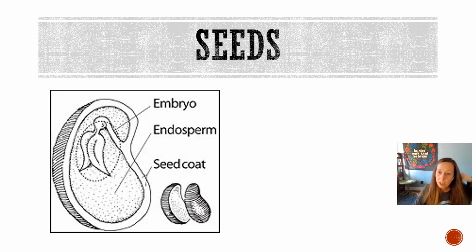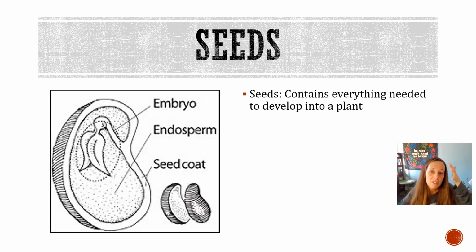So let's start by talking about the actual makeup of a seed. A seed is going to have everything that a plant needs to grow into a plant. Okay, so it's all in there in that tiny little seed. Everything it needs before it can get leaves to start making food. All right, so it's made up of three main parts.